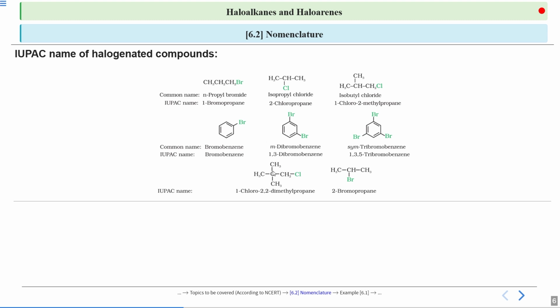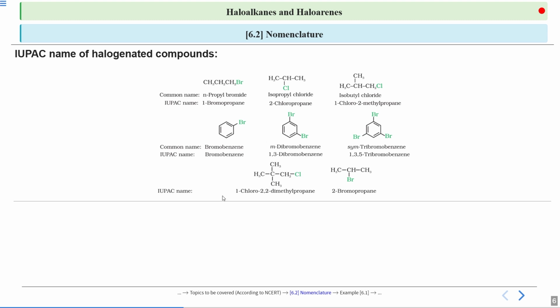So Cl, CH2, C, CH3. This is the longest chain possible. Now you have to do the numbering, and you have to consider that the substituted carbon should get the lowest possible number. So let's start with 1. Okay, so 1, 2, 3. At the first position we have chlorine. At the second position we have 2 substituents, that is the methyl group, 2 methyl groups.